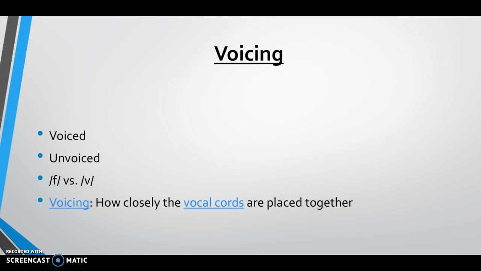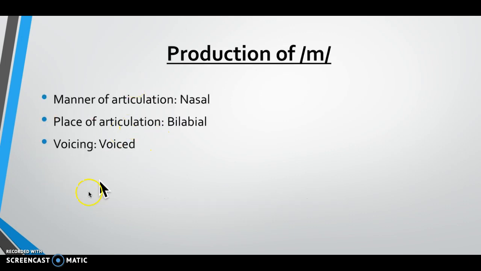So voicing is caused by the vocal cords held close together so that air passing through them makes them vibrate. And so a good example is F versus V. You can really tell that this F phoneme is unvoiced and the V is voiced. So when you're producing M, it is a nasal sound, as we mentioned. The place of articulation is bilabial. Use both your lips, and it is voiced.